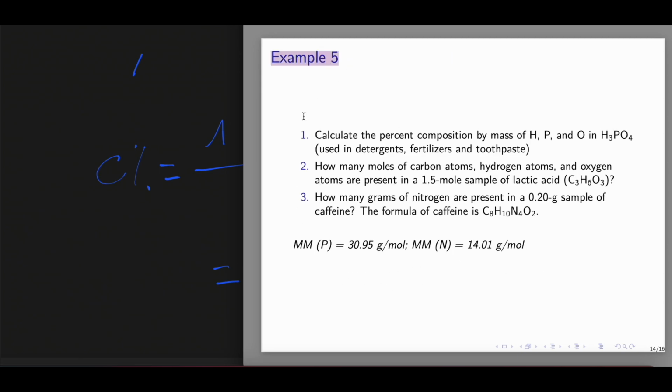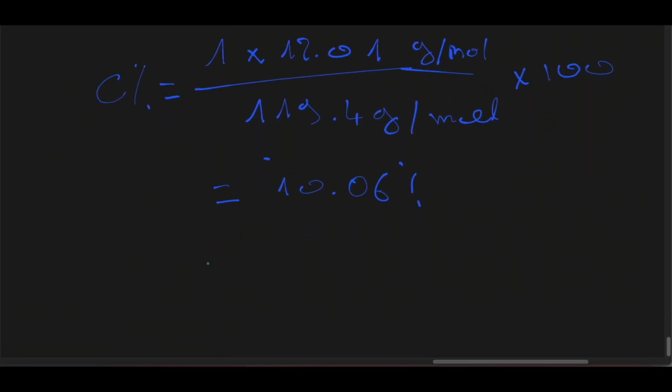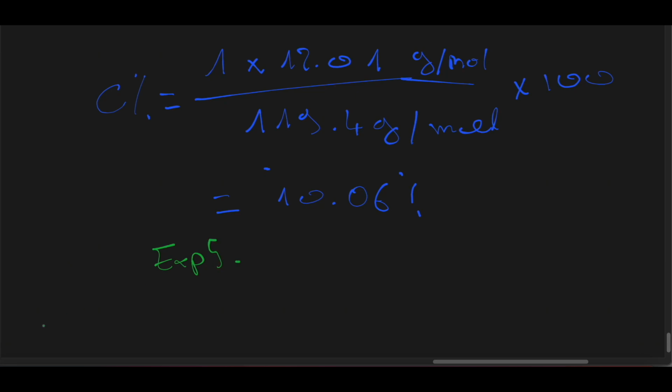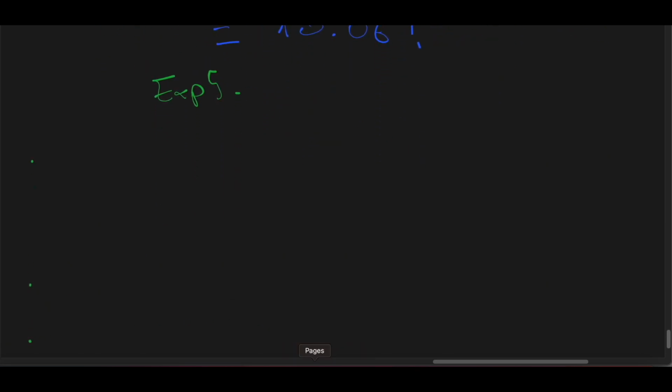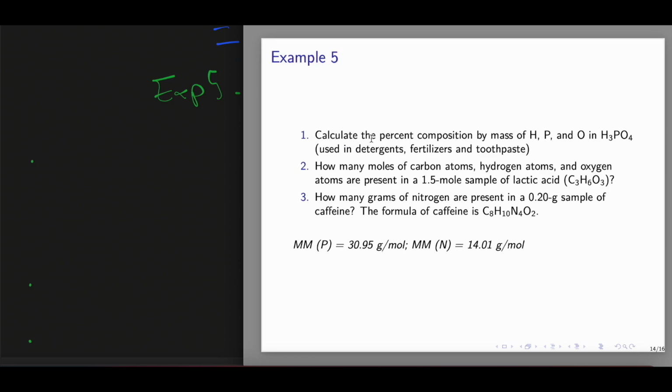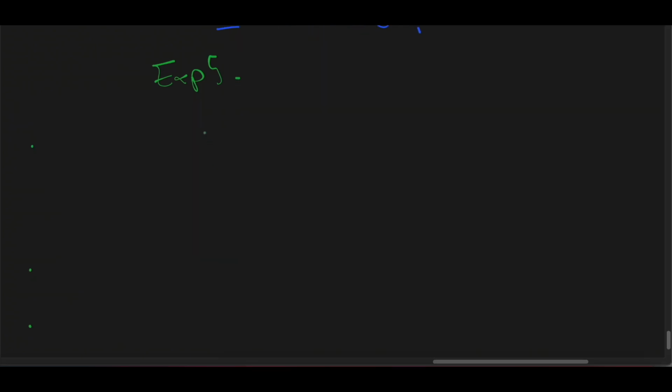Let's do this last example. Example 5. First question. Calculate the percent composition by mass of hydrogen, phosphorus, and oxygen in H3PO4, or phosphoric acid. This compound is used in detergent and fertilizers. So we have this compound H3PO4.